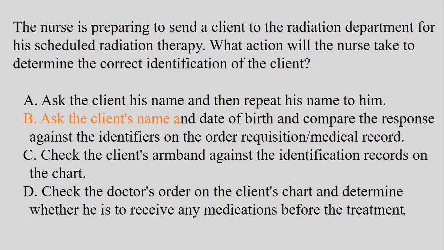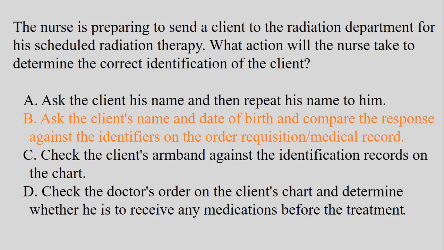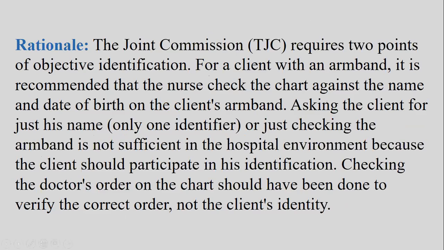Good. Okay, the Joint Commission requires 2 points of objective identification. For the client with an armband, it's recommended that the nurse check the chart against the name and date of birth on the armband.